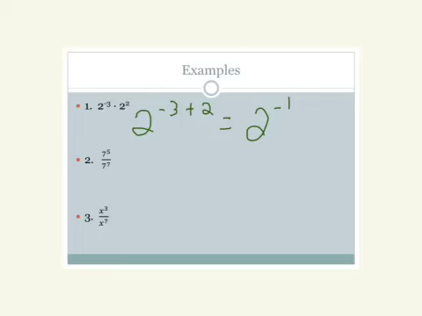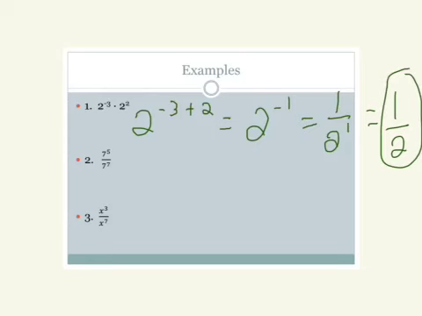Now we don't want to have a negative exponent, so to get rid of it, we move it to the denominator, and it becomes a positive exponent. And 2 to the first is the same as just plain old 2. So our answer would be 1/2.